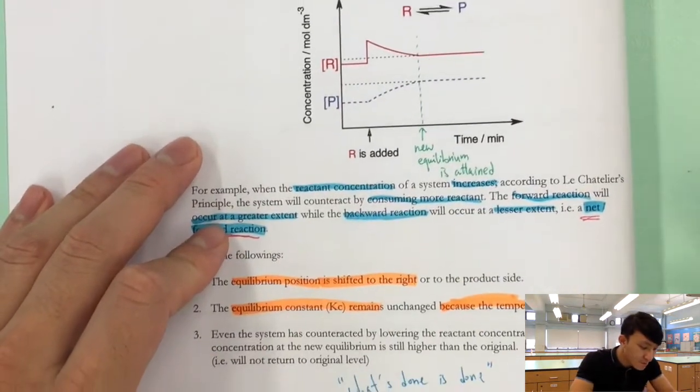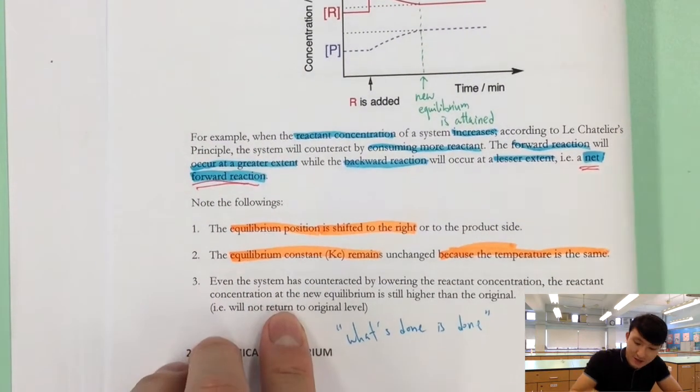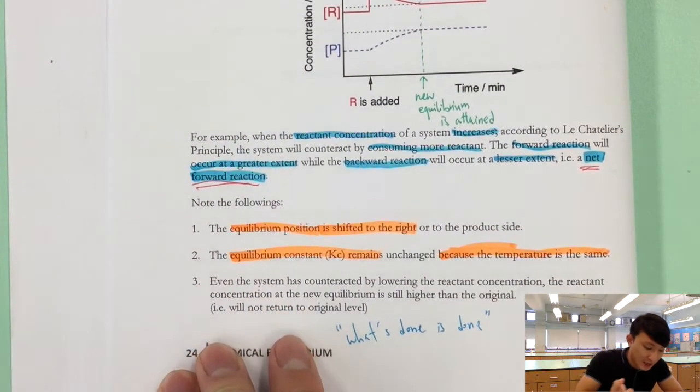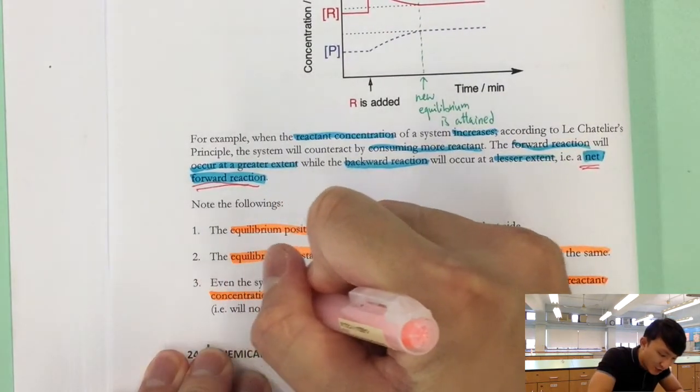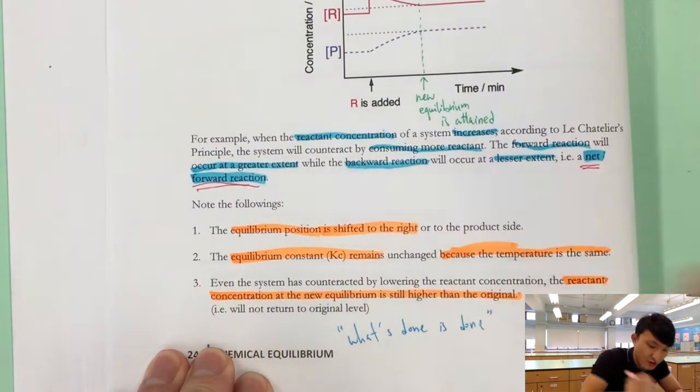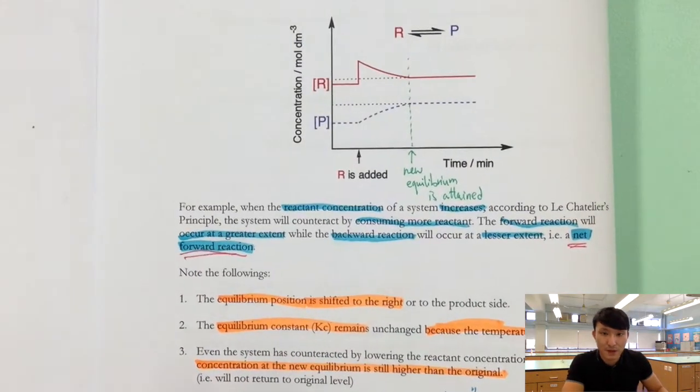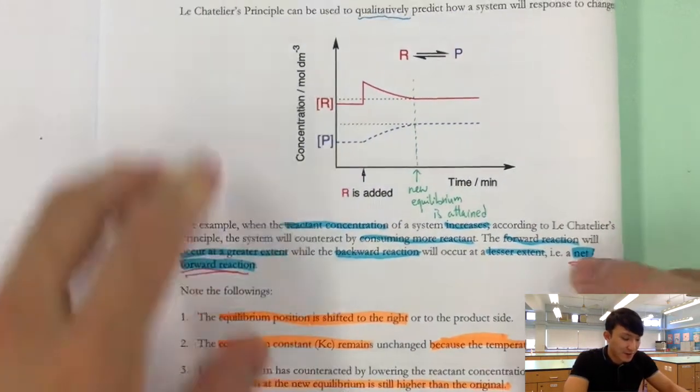Okay. So also underline that one. The reactant concentration at the new equilibrium is still higher than the original. Okay. So that's the idea.